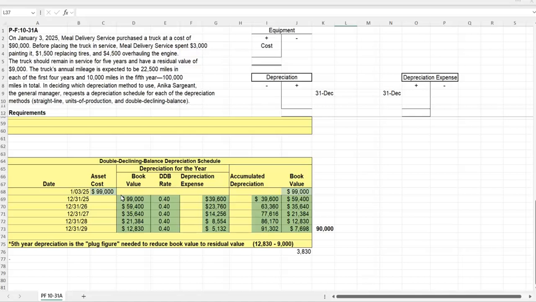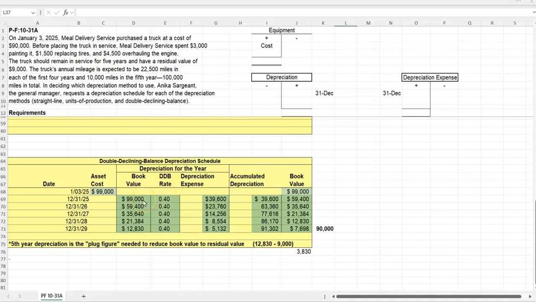Okay, so the difference here is, remember in the first section, straight line method, I said the straight line rate was 1 divided by 5, which was 20%. Well, twice the straight line rate is 2 divided by number of years. So 2 divided by 5 comes out to 40%, or 0.40. So in that case, the rate is fixed. Okay, and the formula is book value times double declining balance rate.